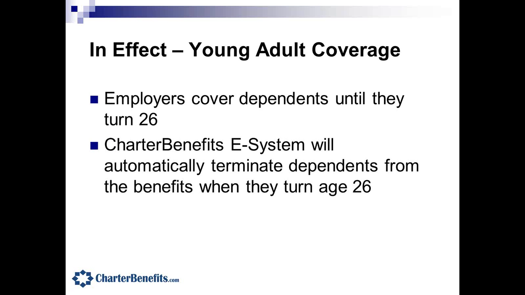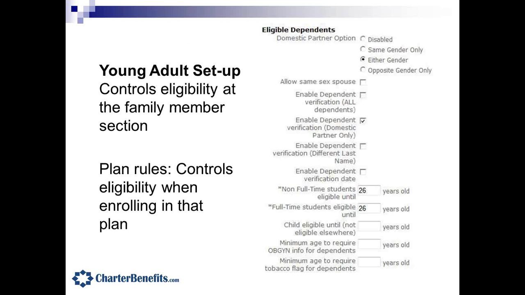So one of the laws that has been in effect is the employers can cover dependents until they're age 26. The Charter Benefits e-system will actually automatically terminate dependents from their benefits when they turn age 26. This is an example of the settings in our e-system. For the plan rules, we put in the maximum age for dependents for non-full-time students and full-time students is now age 26. So when students hit that birth date at the end of the birth month, their coverage will be terminated automatically with the insurance carrier.